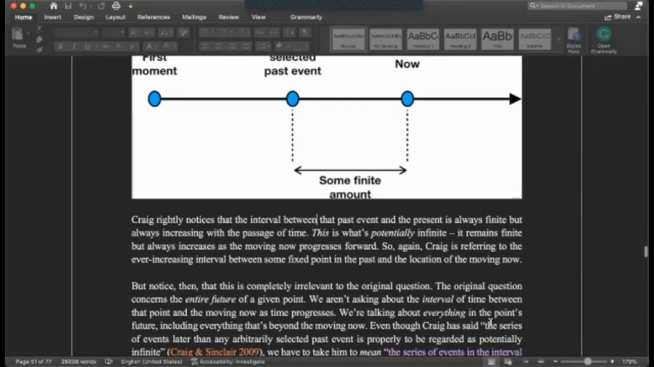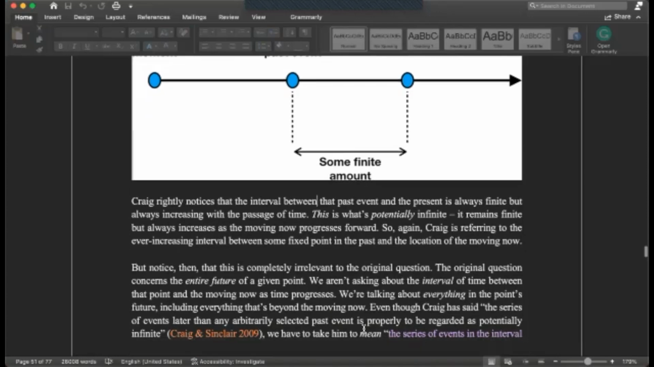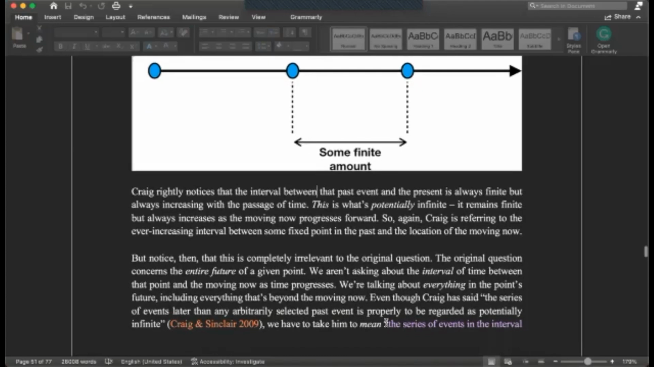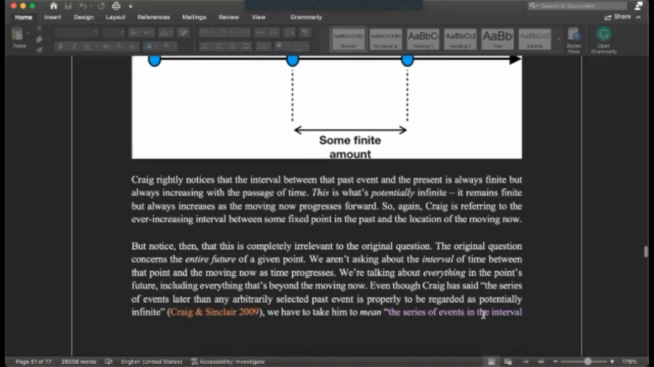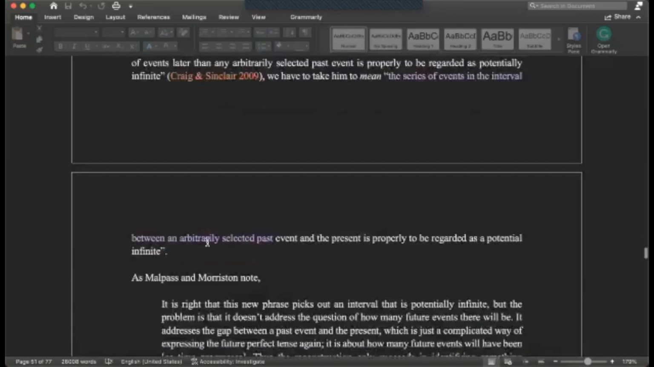Even though Craig has said the series of events later than any arbitrarily selected past event is properly to be regarded as potentially infinite, we have to take him to mean, otherwise he's just making a schoolboy error, the series of events in the interval between an arbitrarily selected past event and the present is properly to be regarded as a potential infinite.